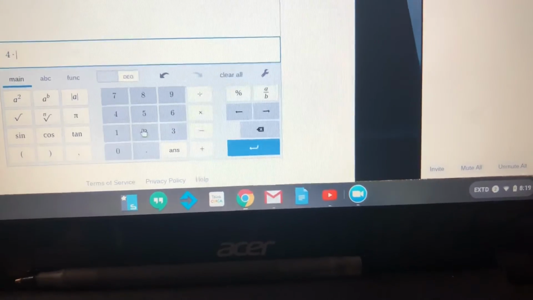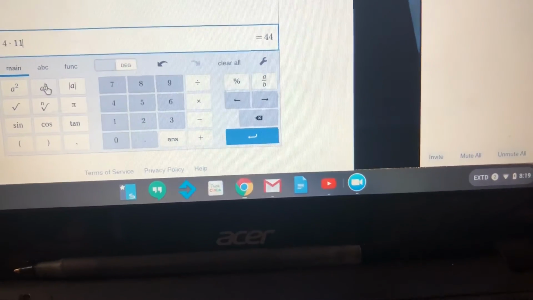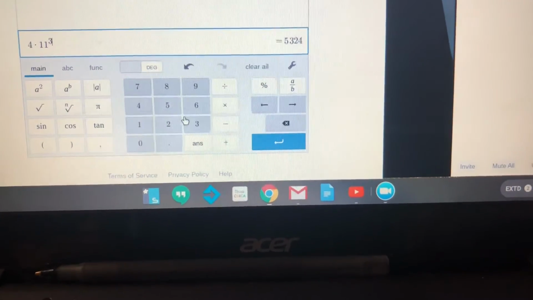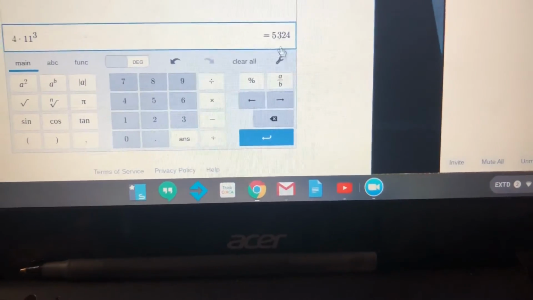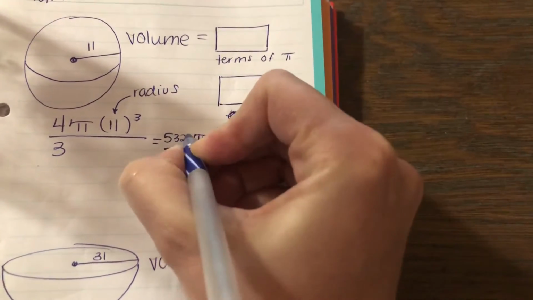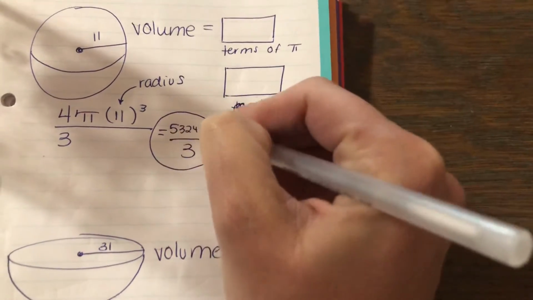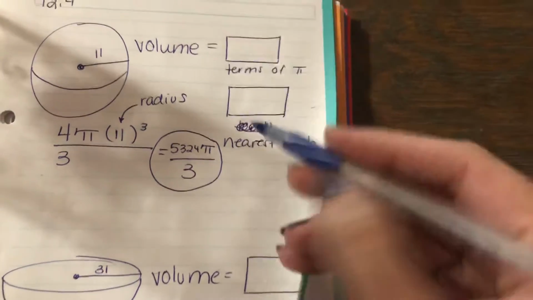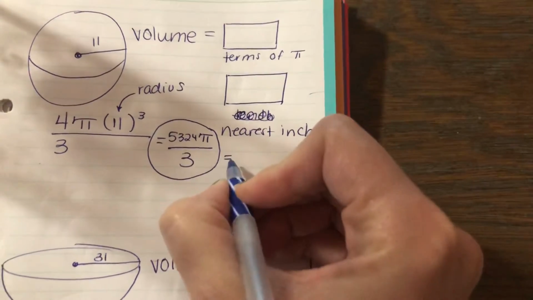4 times 11, and then this A to the B button can give you a cubed. So 5324 is going to be your numerator next to your pi. And that can be your final answer. So it's left as a fraction with pi in it. Then they want it to the nearest inch. So then you put this whole thing in your calculator.